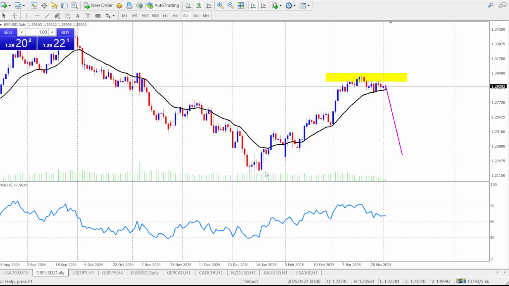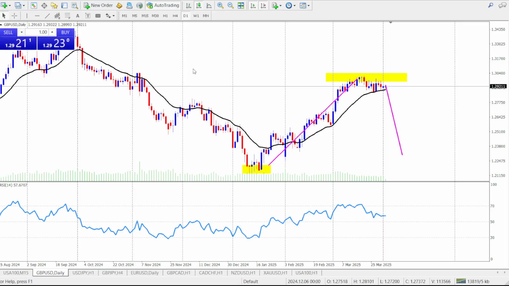On the other hand, when the RSI is below 30, the market is oversold, meaning a potential bounce could happen, and we can see that that exactly happened. So traders use RSI to time their entries and exits more effectively.